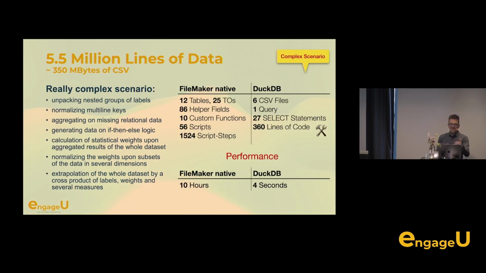Because in FileMaker native, it took 10 hours to calculate the result, and DuckDB made it in 4 seconds. So it's pure magic. The first time I did it, I thought, oh, there must be some kind of error. It broke down and didn't calculate the result. There must be something wrong. And I evaluated every single step and looked up the steps in between and compared the data. Everything was right and correct. And this is really amazing.